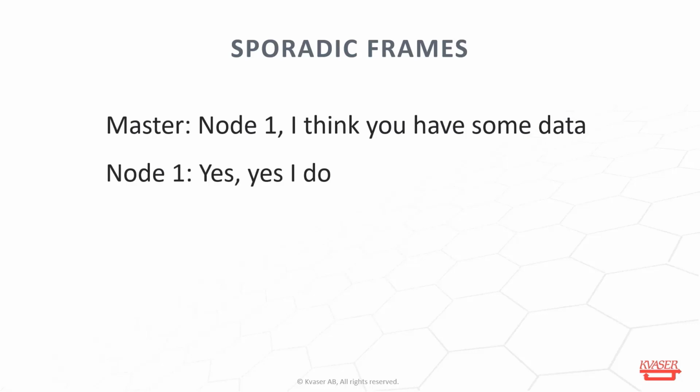Now compare that to the unconditional frame, where the master might say, node 1, send data. Node 2, send data. And maybe node 1 has data, node 2 doesn't, so it just sends back a no response for node 2. With sporadic frames, the master has an idea that one of those nodes has data. So instead of searching through each one, it's a little bit more choosy on which node to ask for data.